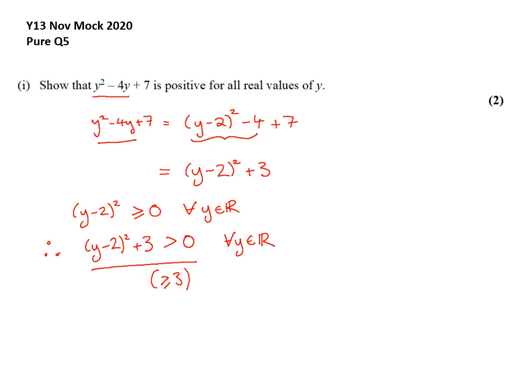You'll get no marks for this question by simply plugging in some values of y and showing that it is positive for the few values that you have chosen, or any kind of statement that discusses y squared being positive and then minus 4y being smaller than y squared, or anything like that. Just forget that, you need to complete the square.